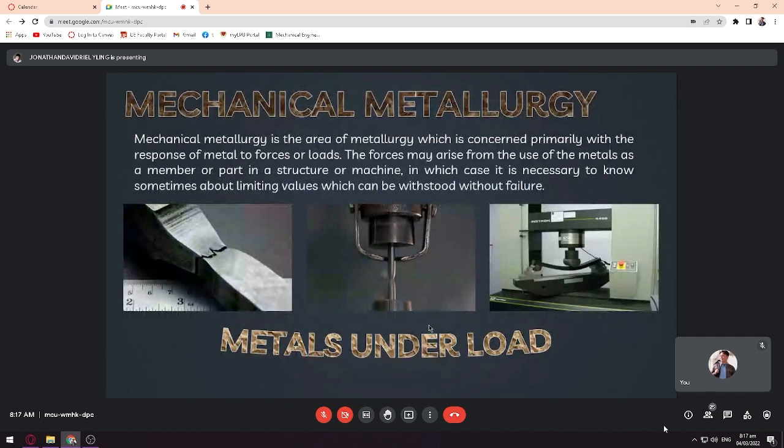Mechanical metallurgy is the area of metallurgy that is concerned primarily with the response of metal to forces or loads. The forces may arise from the use of the metals as a member or part in a structure or machine, in which case it is necessary to know sometimes about limiting values which can be withstood without failure. The examples, the pictures above, are metals under load.